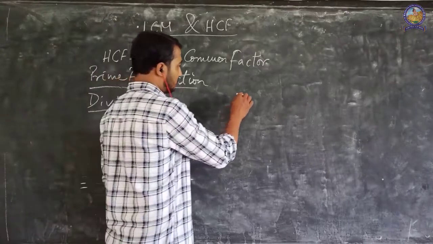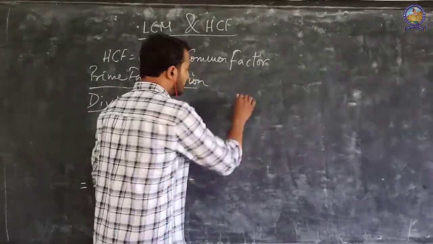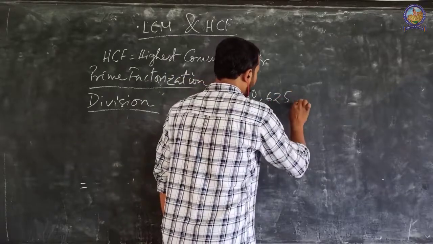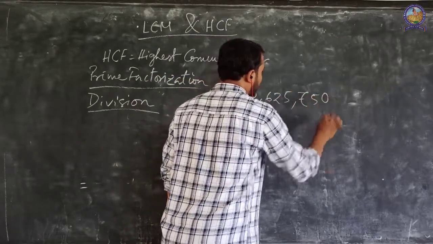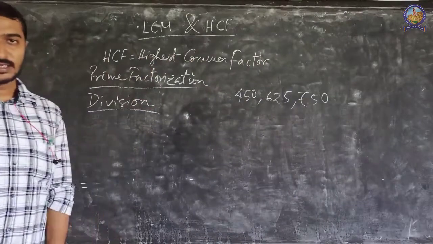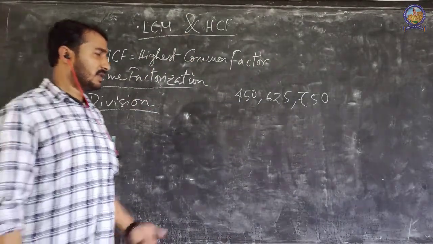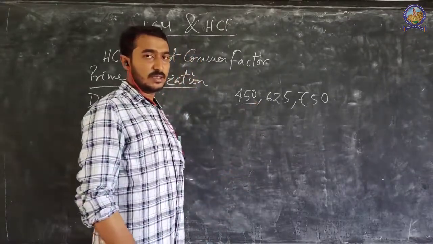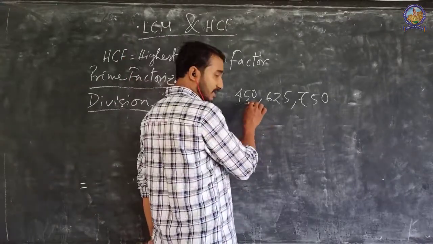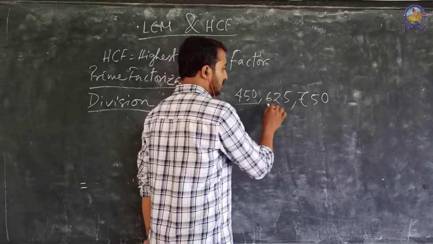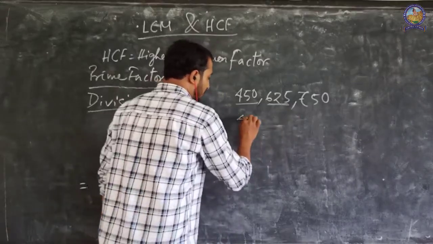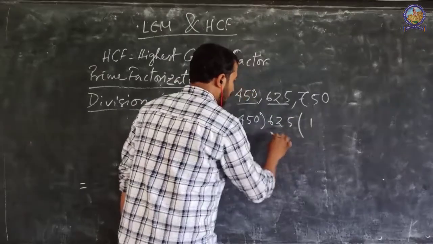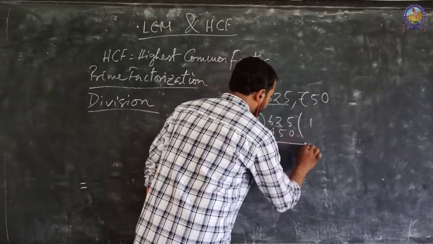Suppose 450, 625 and suppose 700. So for these three numbers we have to find the HCF. The procedure is very simple. First take the smallest number and then the larger number. So this is the larger number, and we simply divide this. 625 divided by 450. So 1 is 450.